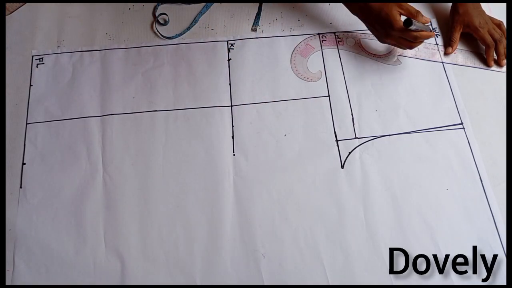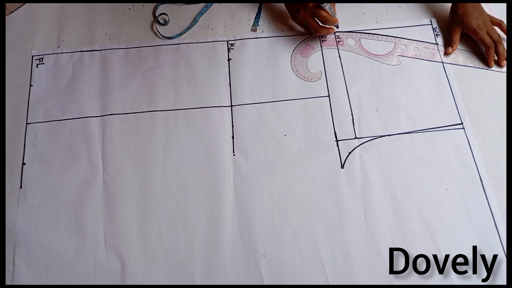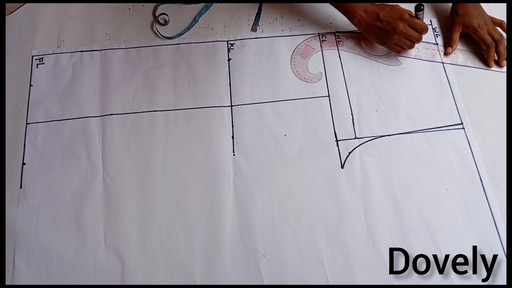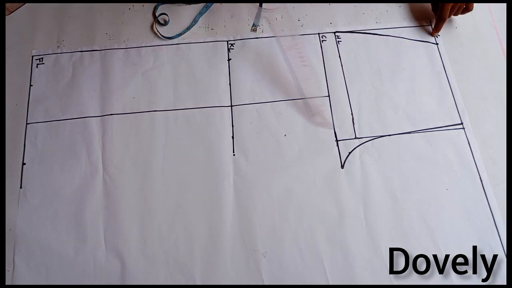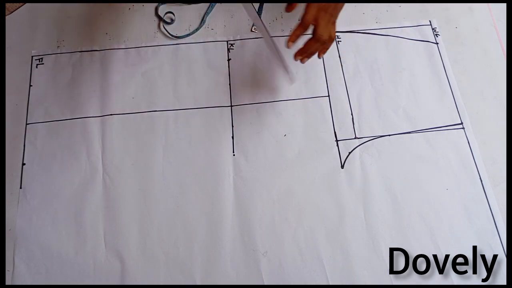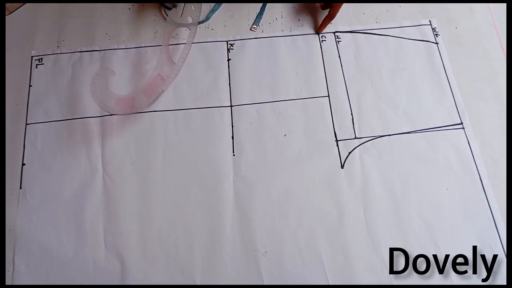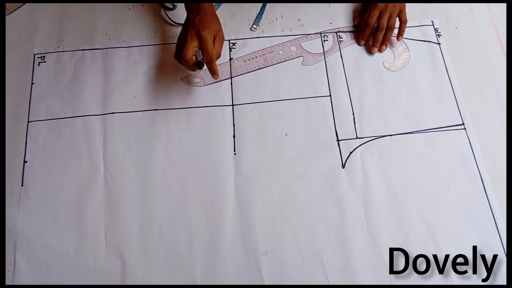So for the front panel, I won't be using that, so that's why I didn't put my dart there. But if you are going to insert that in your front panel, go ahead and leave like 1 inch for your darts. All right, so I'm going to connect this other one with a curve to meet this crotch line.